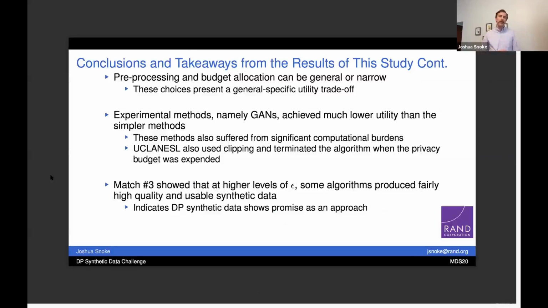The next takeaway was that pre-processing and budget allocation can actually be general or narrow. So I didn't really touch on this. We touch on it more in the paper, but some of the competitors did a fairly general pre-processing where they just looked at correlations and they didn't really tailor their method to any one particular thing. And they did better kind of more generally.